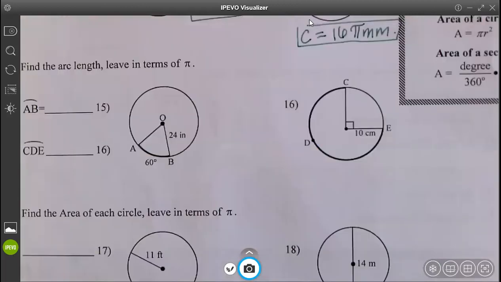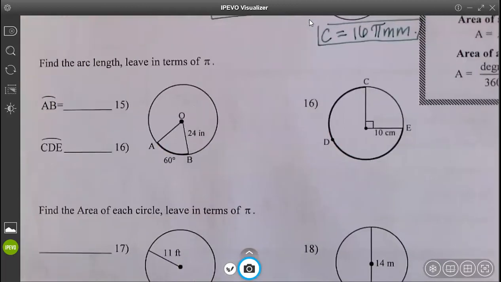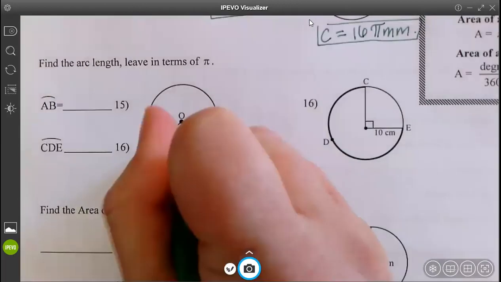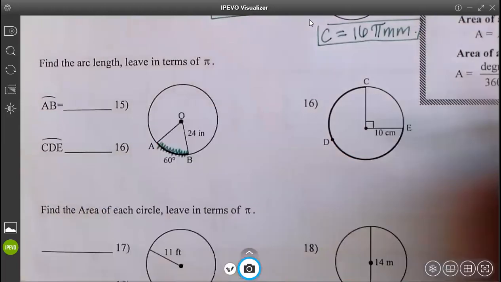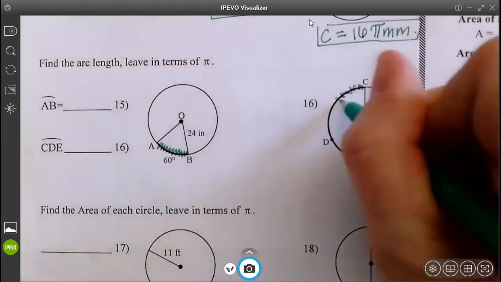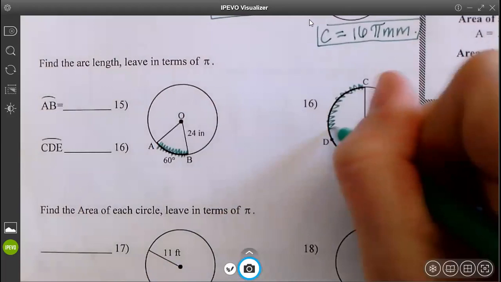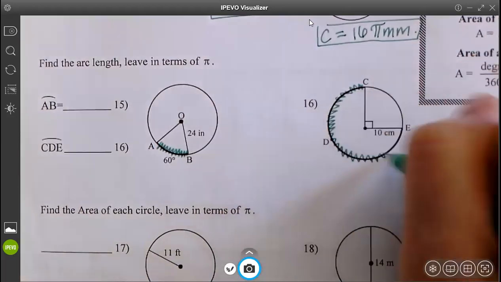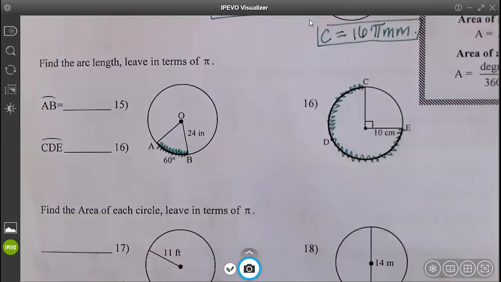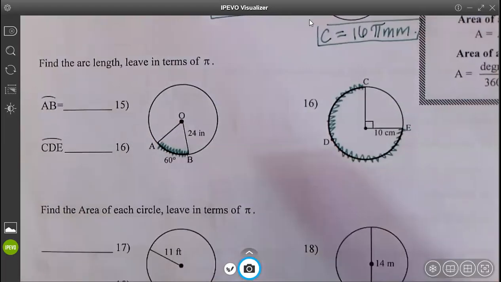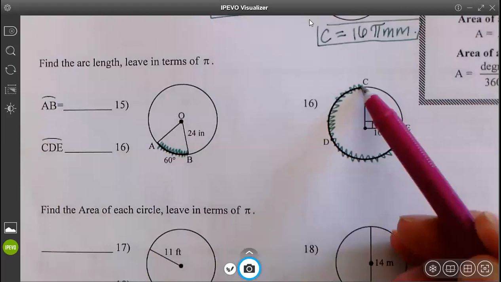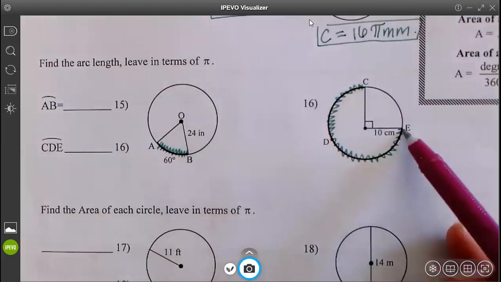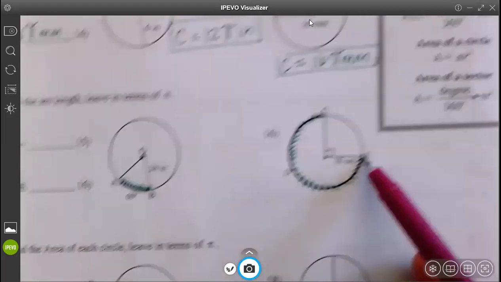And for 15 and 16, those are kind of confusing. You're trying to find the shaded piece, the A and the B, like the outside piece. Basically, what is the distance from A to B? Or what is the distance from C to D to E all the way around? So this is where we're using the arc formula. So that's this one right here.